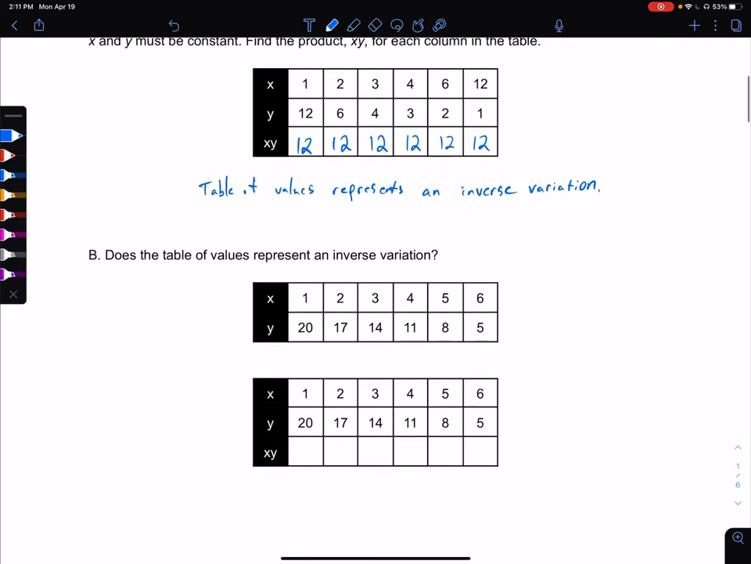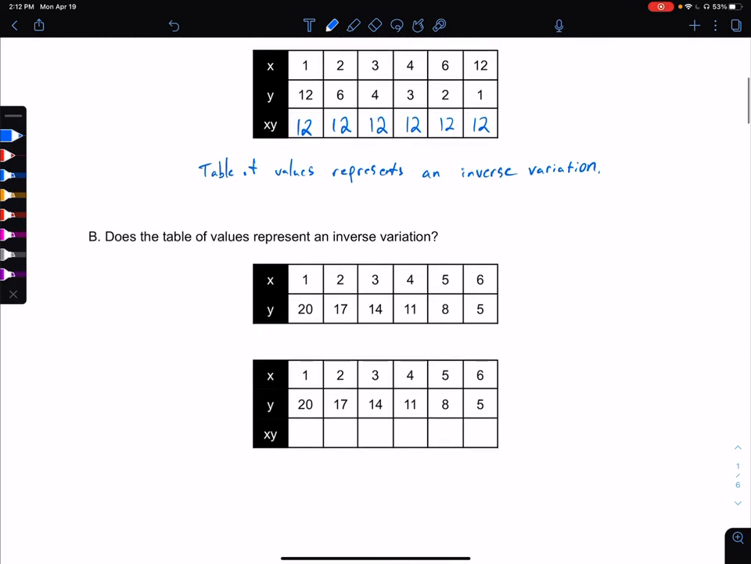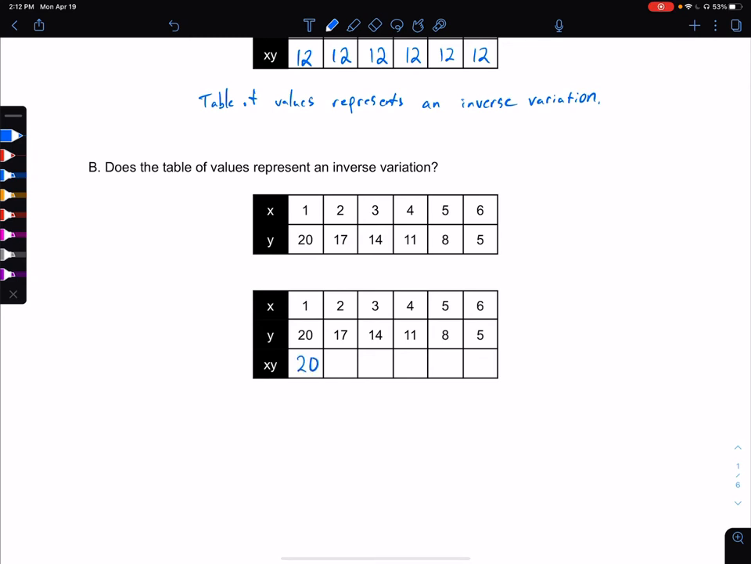Part B, we're doing the same thing. Does the table of values represent an inverse variation? This is the original table they gave us, and then I created this second one with our x times y values. So 1 times 20 would be 20. 2 times 17 is 34. So right away, we know that this is not an inverse variation, but let's just finish the chart anyway.